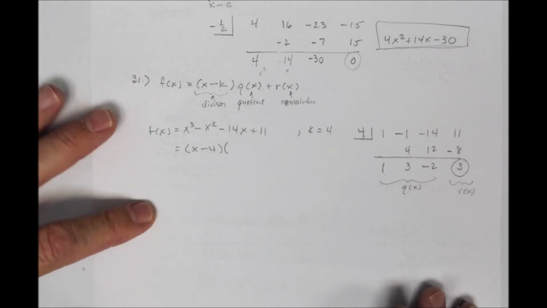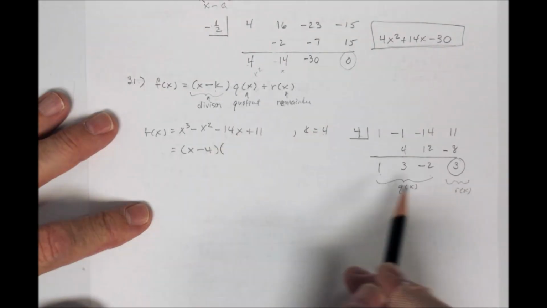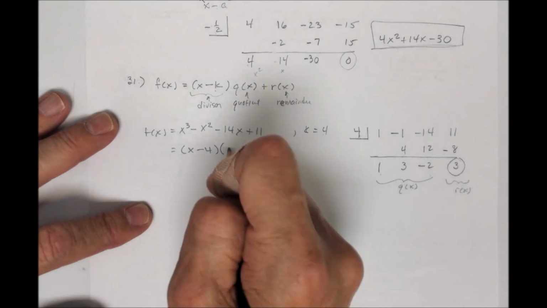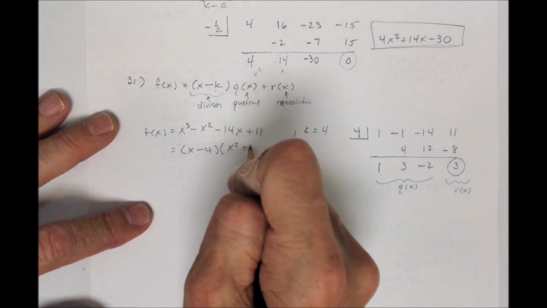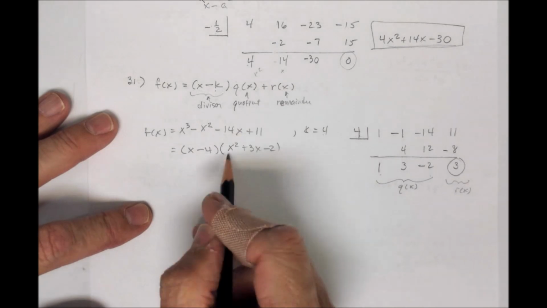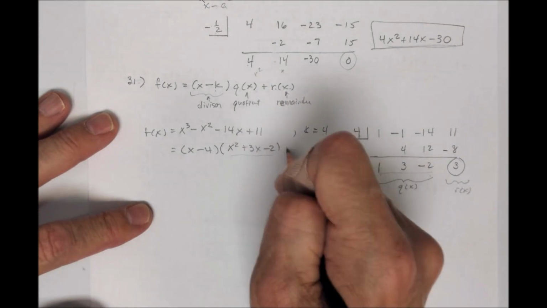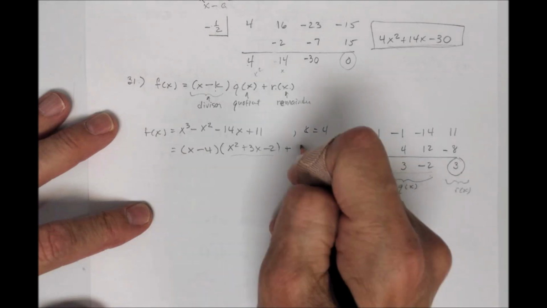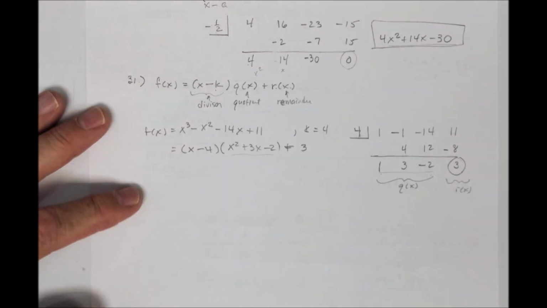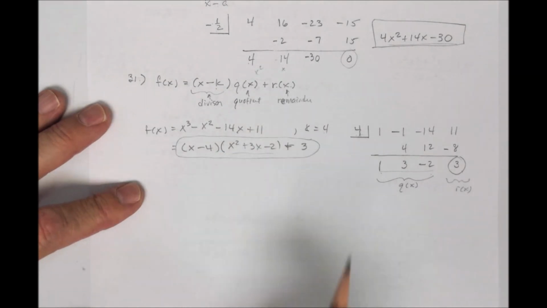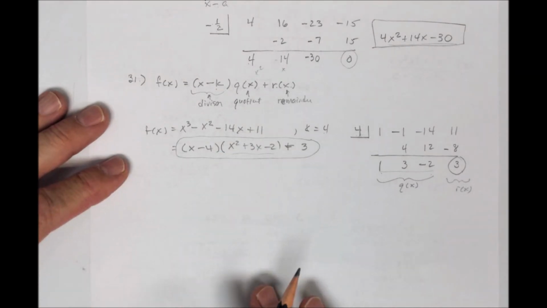So what I have here now is that my q of x, this is my constant, my x squared, I get 1x squared plus 3x minus 2. And then plus r of x, so plus 3. And that's what they're looking for. This is your answer. Kind of weird looking, but I think you get 2 of these, don't you?